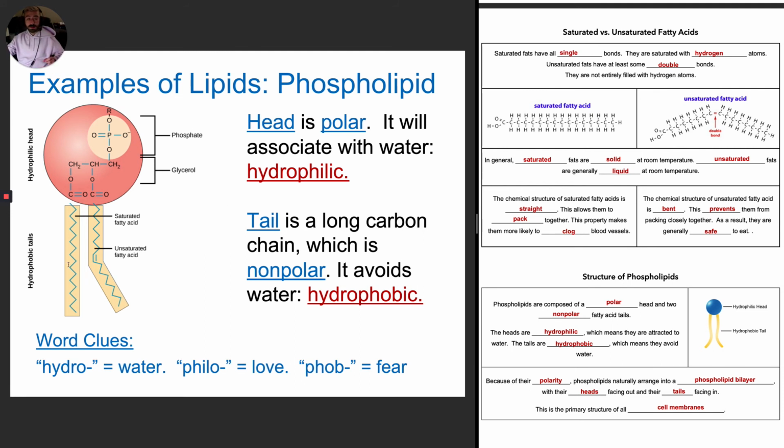The tail, again, is nonpolar. And so we've already talked about this once, and so we call that hydrophobic because it doesn't associate with water, it avoids it. So hydro, again, water, phobic, fear. Polar head, that's hydrophilic. Nonpolar tail, that's hydrophobic.